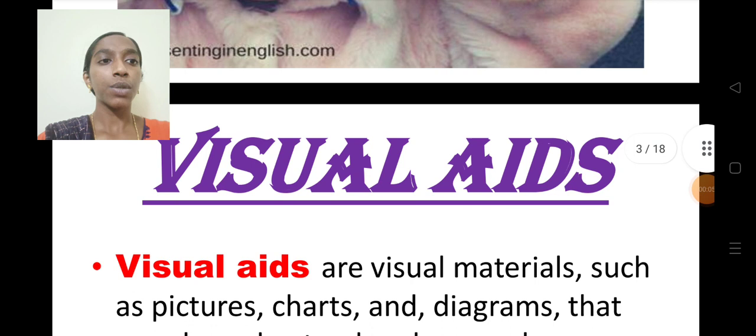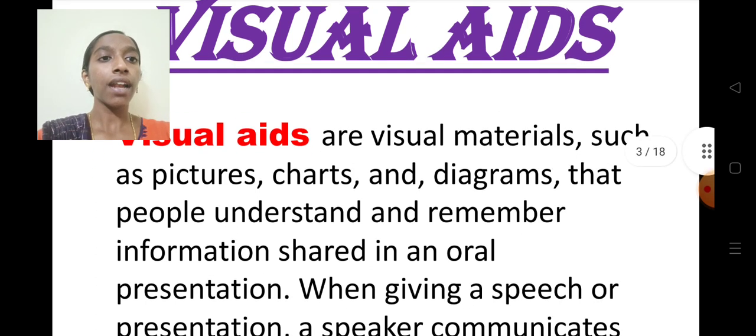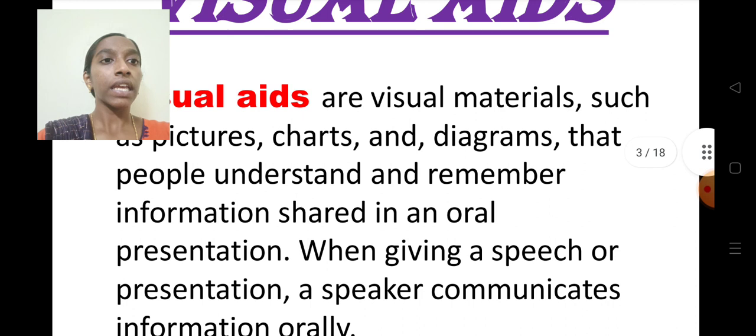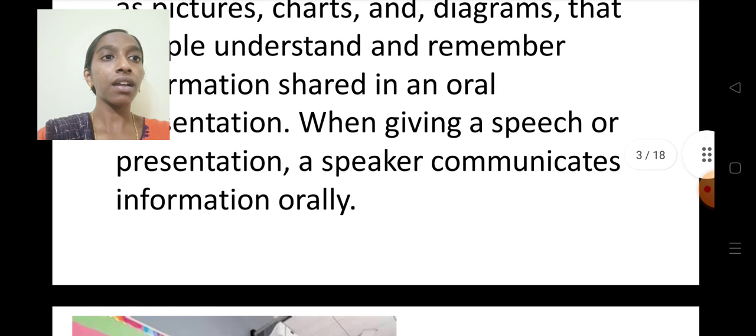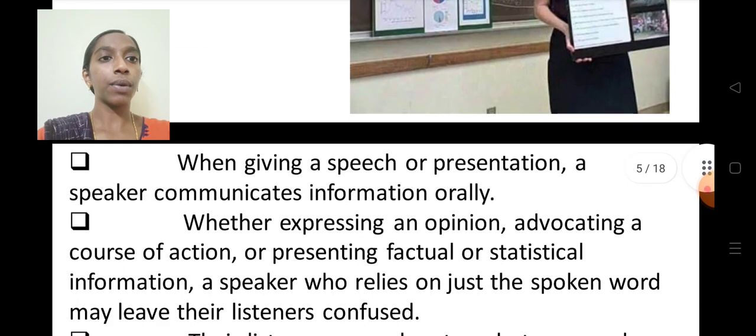What is meant by visual aids? Visual aids are visual materials such as pictures, charts and diagrams that help people understand and remember information shared in an oral presentation. When giving a speech or presentation, a speaker communicates information orally. These are some of the visual aids.